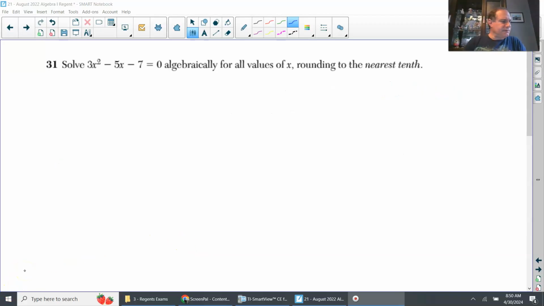Okay, so this is for number 31. Solve 3x squared minus 5x minus 7 equals 0. Every time that you see a coefficient that is greater than 1, you cannot do any factoring by just taking a binomial and then picking a second binomial that multiplies to it. You're using the quadratic formula. You're going to go to the reference sheet and you're going to put down the quadratic formula. Use the quadratic formula for this.